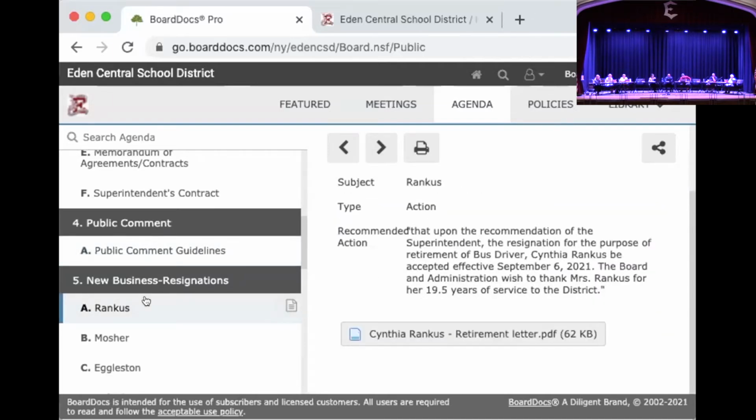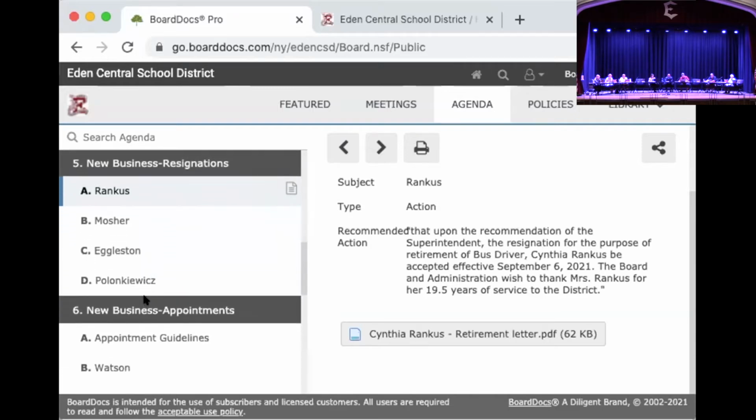That upon the recommendation of the superintendent, the resignation for the purpose of retirement of bus driver Cynthia Rankus be accepted effective September 6, 2021. The board and administration wish to thank Mrs. Rankus for her 19 and a half years of service to the district. Second. Any discussion? All in favor? Aye. Any opposed? Any abstained? Motion carried.